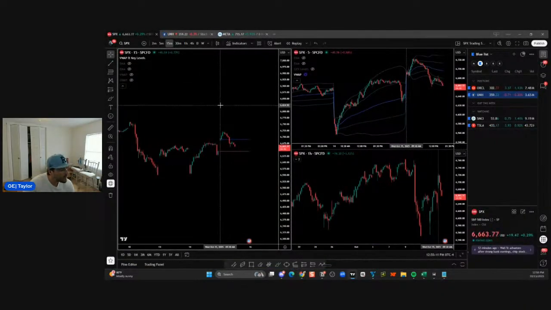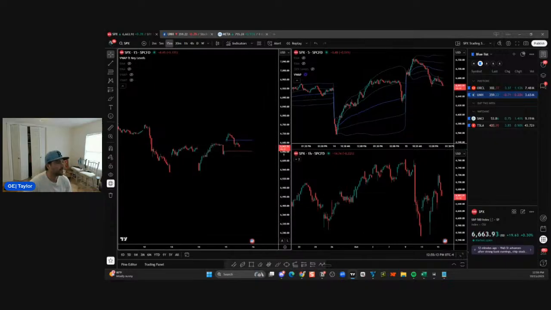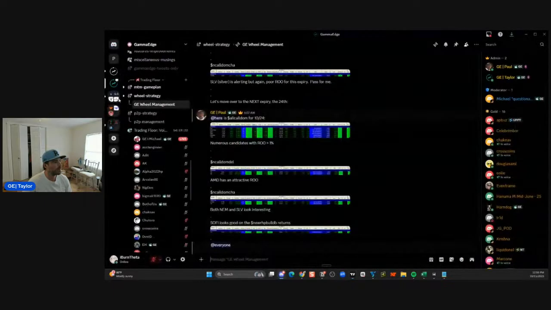It looks like we're making lower days right now. Kind of prior day high, right in the middle of our transition zone. So just keep that in mind.